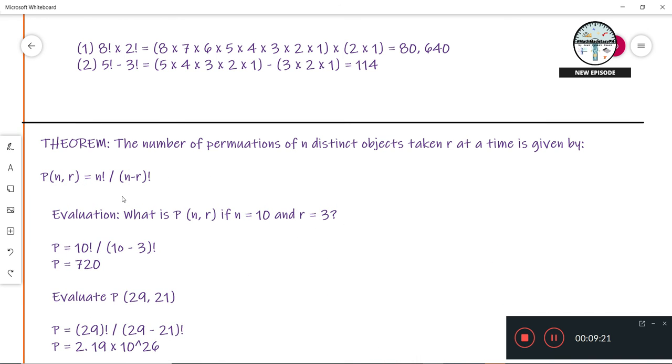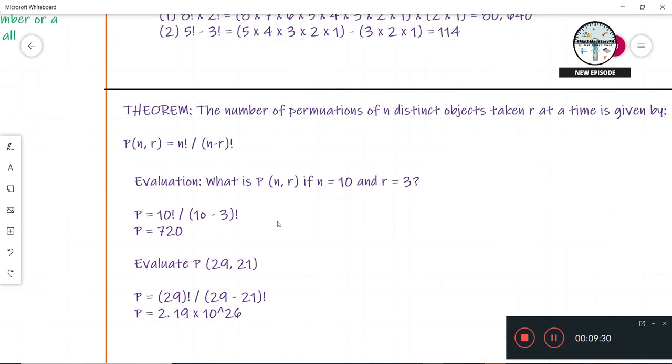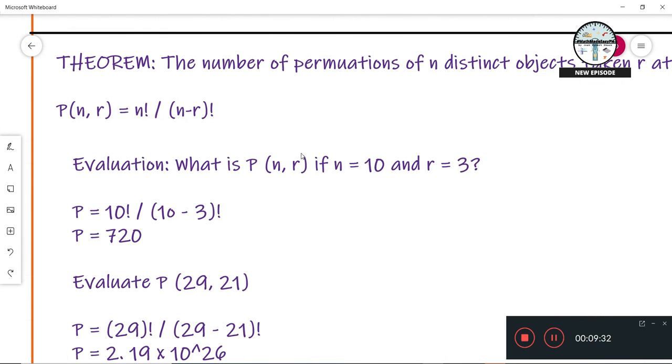So, evaluation. What is P(n, r) if n is equal to 10 and r is equal to 3? Simple lang yan siya. Of course, let us substitute n with 10. So, 10 factorial divided by n minus r, that is 10 minus 3, that is equal to 7. So, when you calculate it in your calculator, ito yung dapat itsura niya.